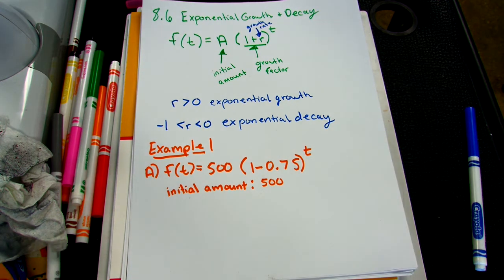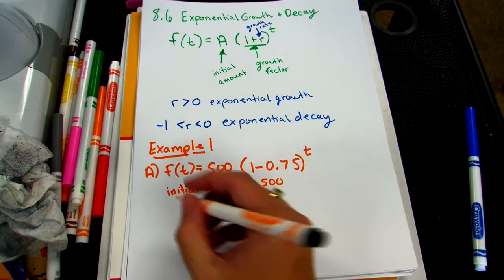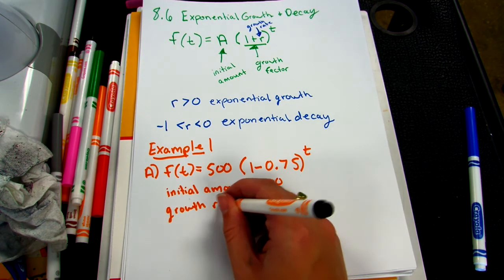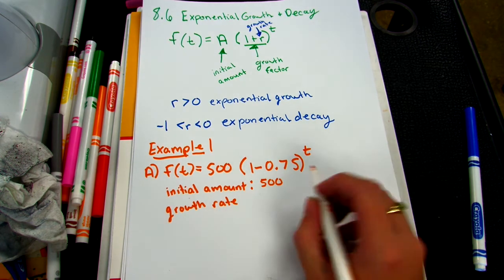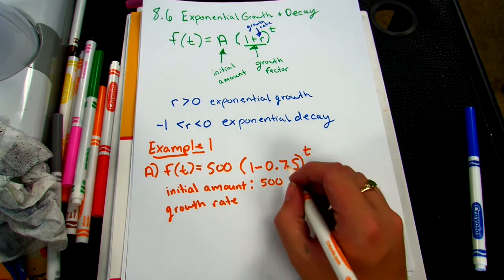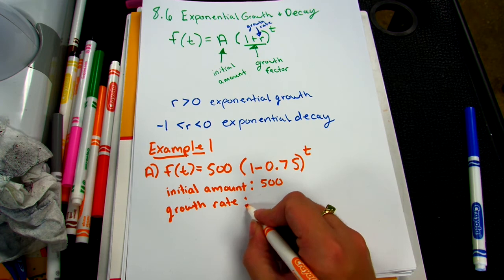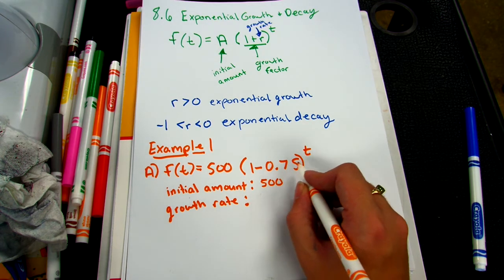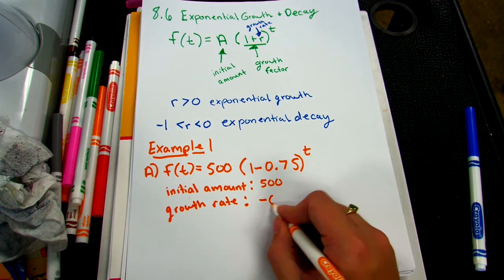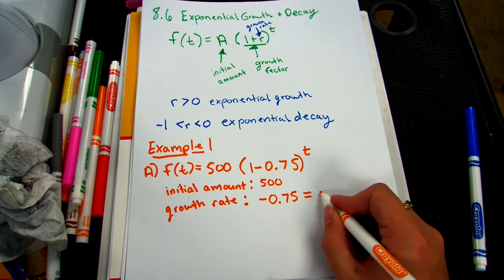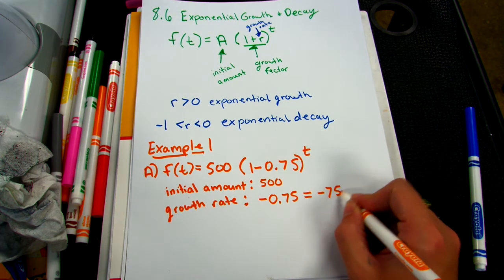Then it wants to know, what's the growth rate? Remember, growth rate has the word rate in it. So we're just looking for the percent, we're just looking for your R. Your R is negative 0.75. As a percent, that would be negative 75%.